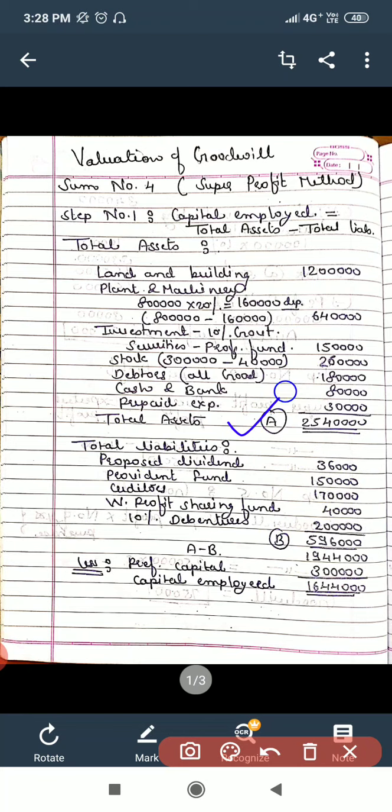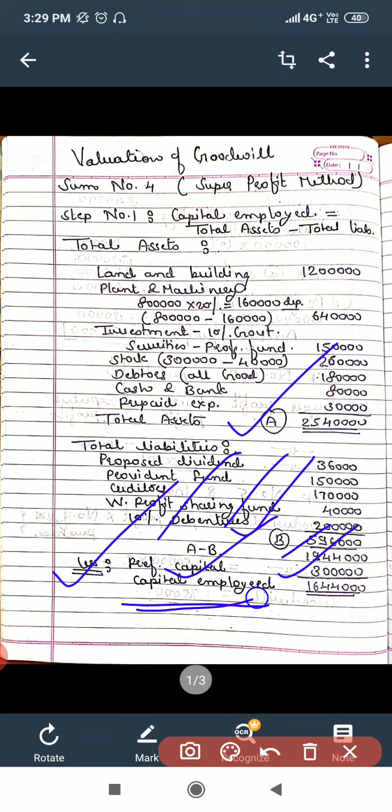Now you have total assets and the total liabilities. A minus B, you will get a net asset of rupees 19,44,000. Now, apart from that, if you can have a look at your balance sheet properly, liability side, you will find that 12% preference share capital of rupees 3 lakhs is there. And here, it is obligatory on the part of the company to make the payment of the preference capital even. And that is why we will deduct preference capital of rupees 3 lakhs from here.